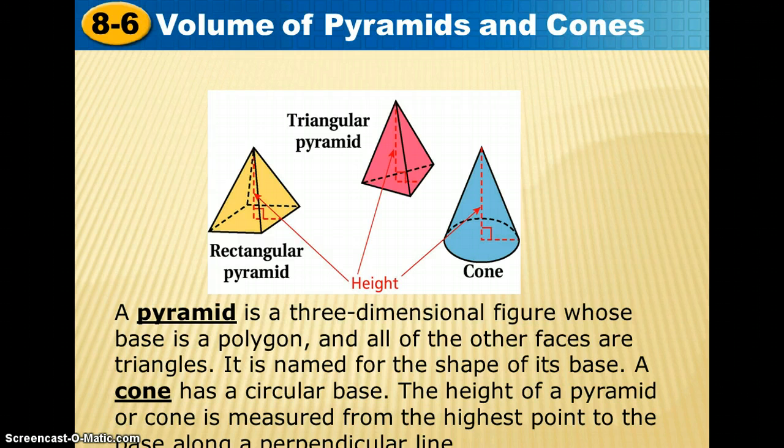And just like the prisms, these are always named by their bases. So the examples we have here are, of course, the rectangular pyramid, since it has a rectangular base, and the triangular pyramid, since it has a triangular base. A cone always has a circular base, and the height of a pyramid or cone is measured from the highest point to the base along a perpendicular line, indicated by the red dashed line, and that is the height.